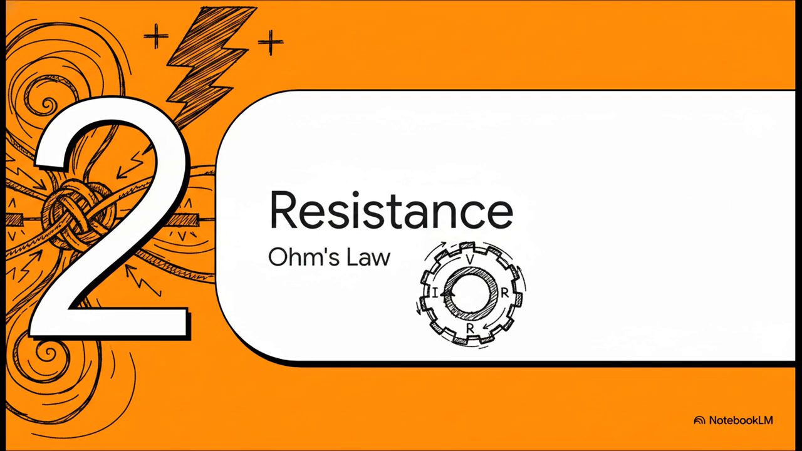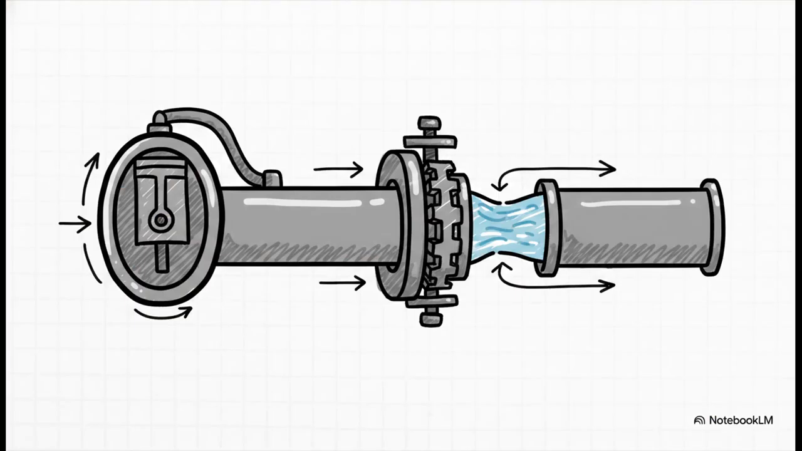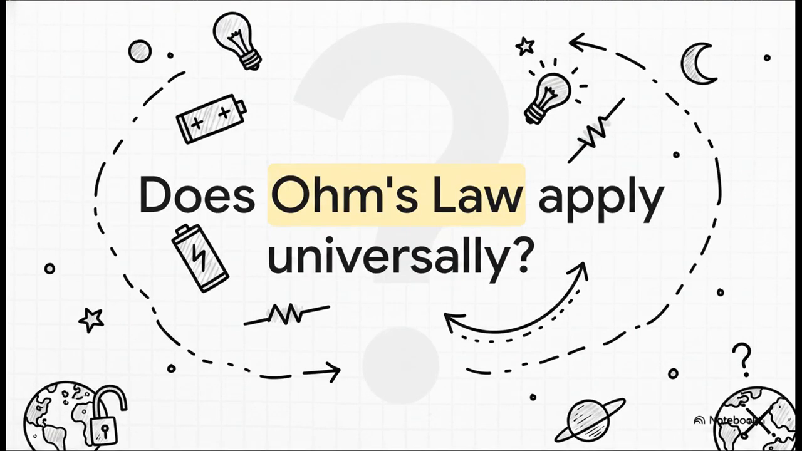Moving right along to Section 2, Resistance and Ohm's Law. Discovered by George Simon Ohm, this vital formula, V equals I times R, is basically the bedrock of circuit theory. It proves that voltage, or V, is simply the electric current I multiplied by the resistance it faces, R. Think of it exactly like water flowing through a pipe. The pressure is your voltage, the actual water flowing is the current, and how narrow that pipe is, well, that's your resistance. But that brings up a really crucial question.